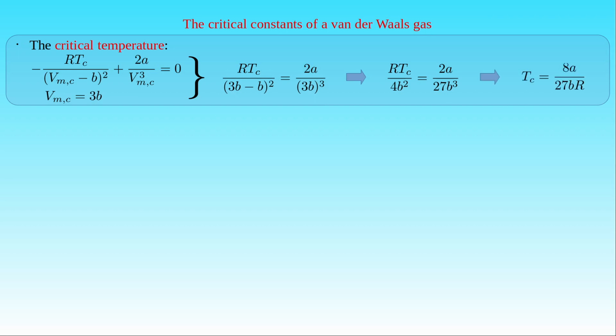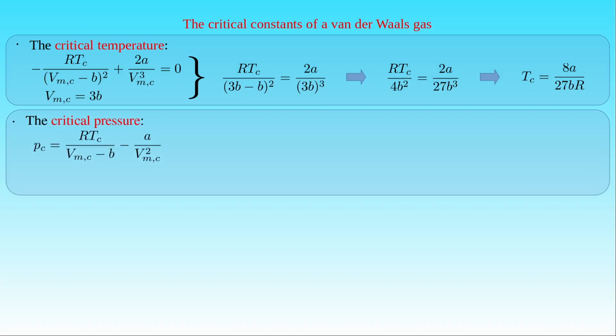In order to express the pressure in the critical point in terms of the constants A and B, we can use the equation of state evaluated in the critical point, which states that critical pressure Pc is equal to R times the critical temperature Tc over the difference between the critical molar volume V sub mc and the constant B, minus the constant A over V sub mc squared.